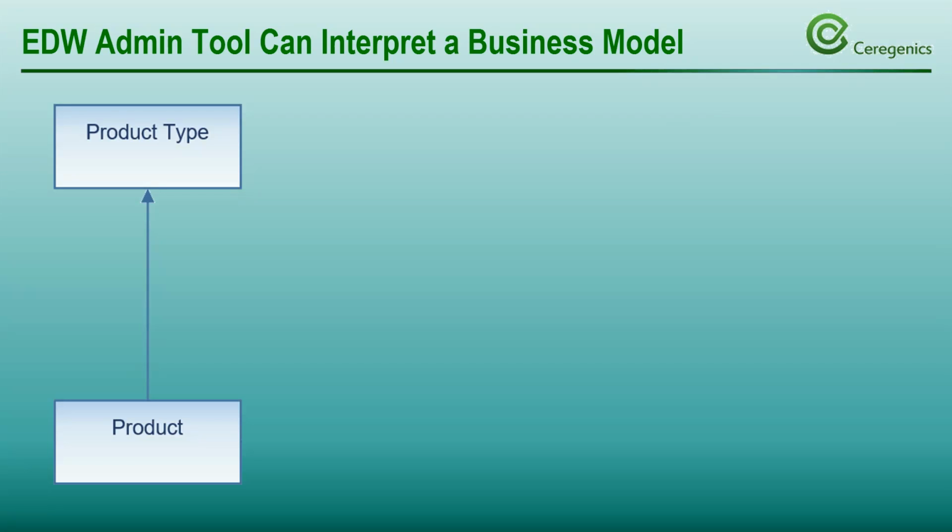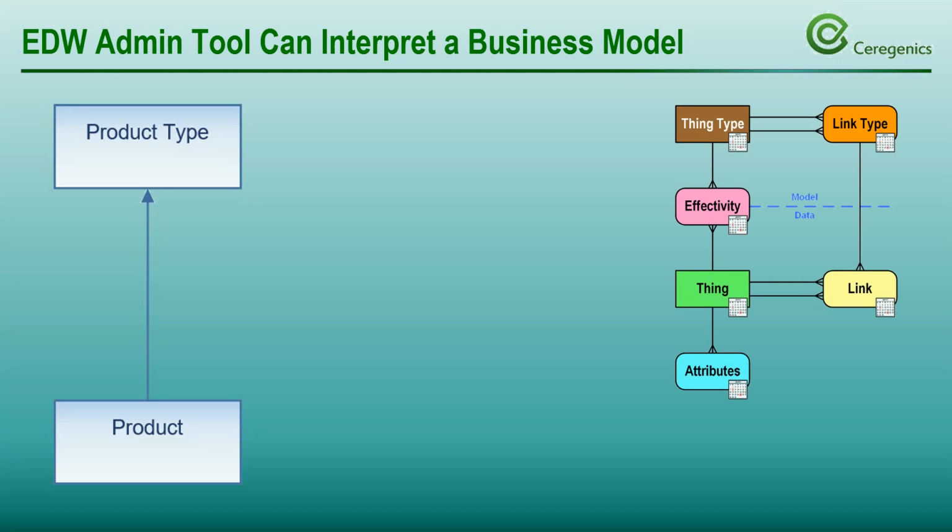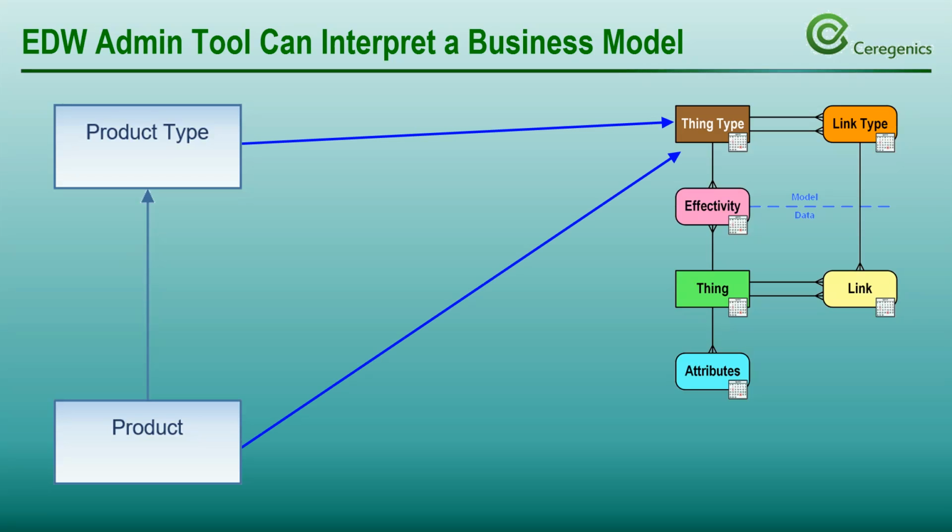Here we have a product entity that references a product type entity as a parent. The computer would read our business diagram and interpret both the product and the product type as types of things and populate two records in the thing type table. It would also see on the diagram the parent-child relationship between these two entities and create the appropriate link type record.